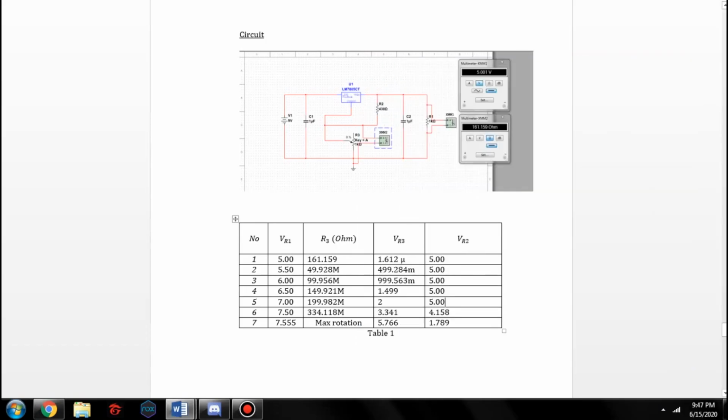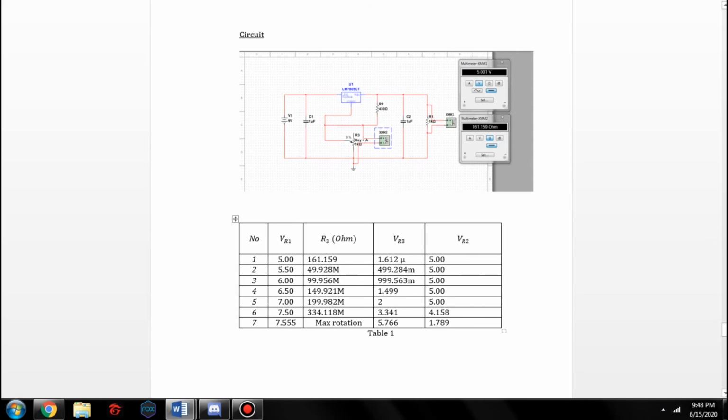Assalamualaikum, my name is Muhammad Qayyum, and today we'll talk about part 3. In part 3, we were asked to construct an adjustable voltage regulator circuit. We were asked to measure the value of R3, VR3, and VR2. But first, we need to set VR3 to 5 volt and measure the R1.